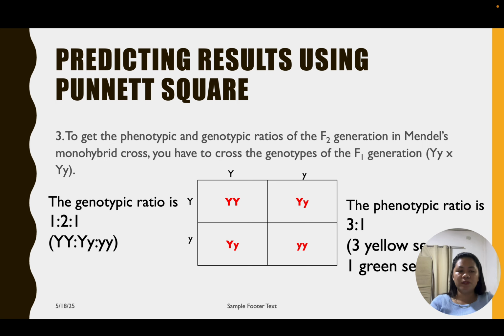So here, as what you can see, ito yung result sa F1 generation, and we self-fertilize lang natin siya, and the resulting genotypic ratio is 1:2:1. Okay, 1 homozygous dominant na yellow, 2 heterozygous na yellow, and then 1 homozygous recessive na green. But on our phenotypic ratio, it is 3:1. So 3 yellow seeds and 1 green seed.